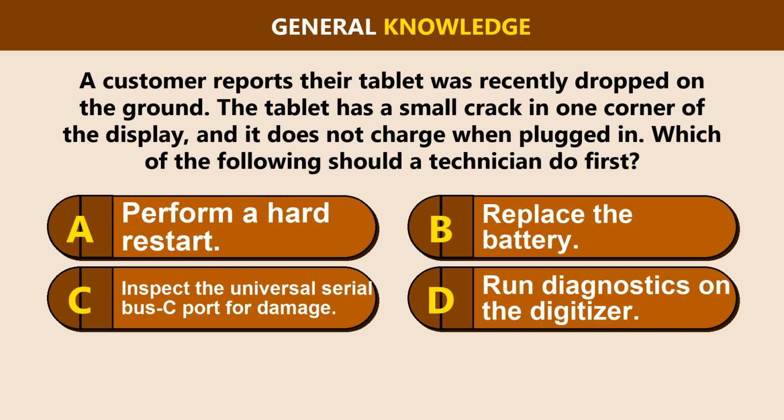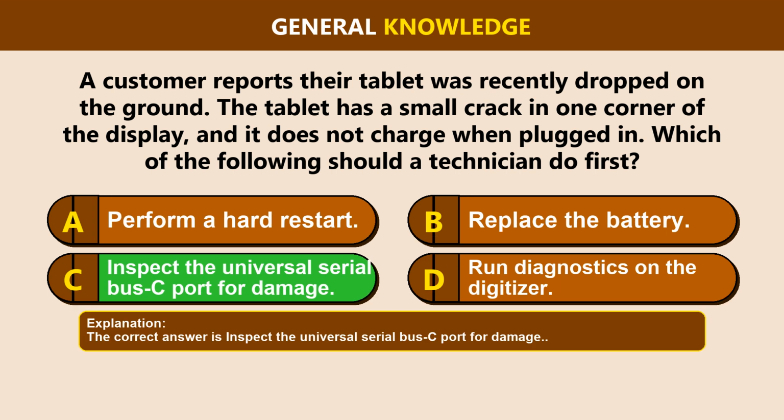Question 57. A customer reports their tablet was recently dropped on the ground. The tablet has a small crack in one corner of the display, and it does not charge when plugged in. Which of the following should a technician do first? Option A, perform a hard restart. Option B, replace the battery. Option C, inspect the universal serial bus C port for damage. Option D, run diagnostics on the digitizer. The correct answer is option C. Inspect the universal serial bus C port for damage.